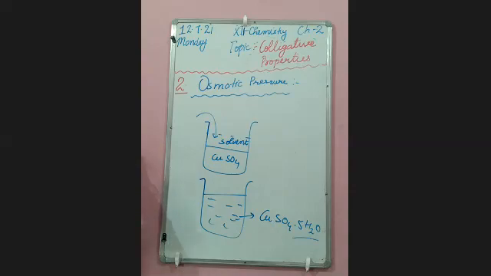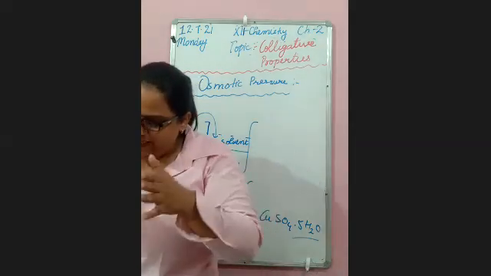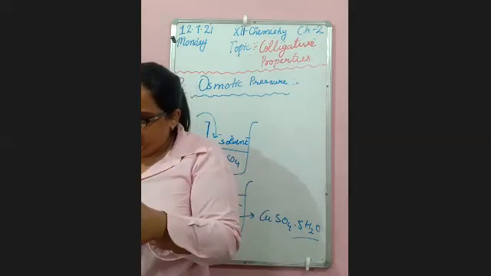Permeable means permission. Semi means half, which means this membrane is allowing only solvent molecules to come, but does not allow the solute molecules to pass through. Okay? So this is restricted to the movements of solute.